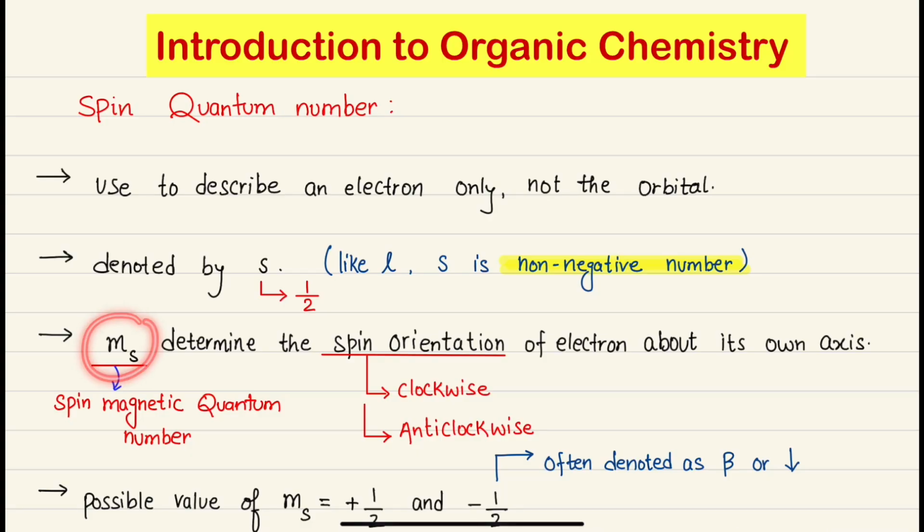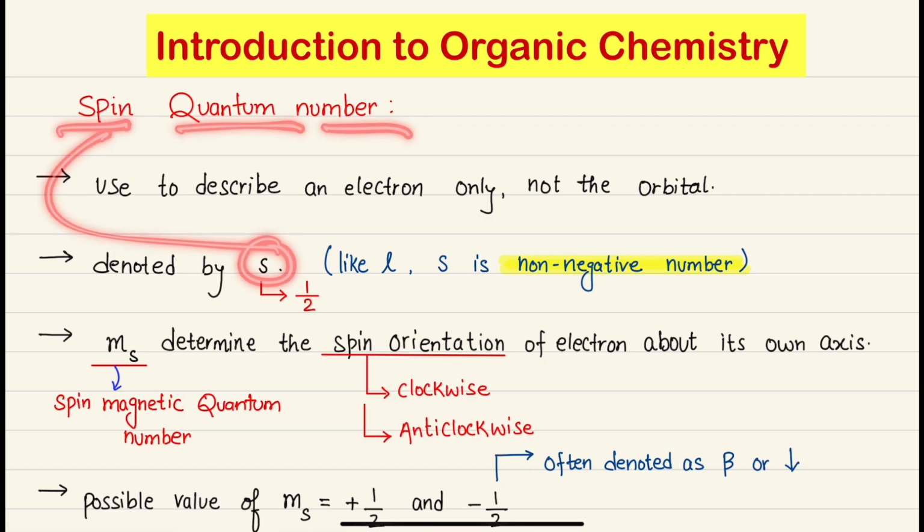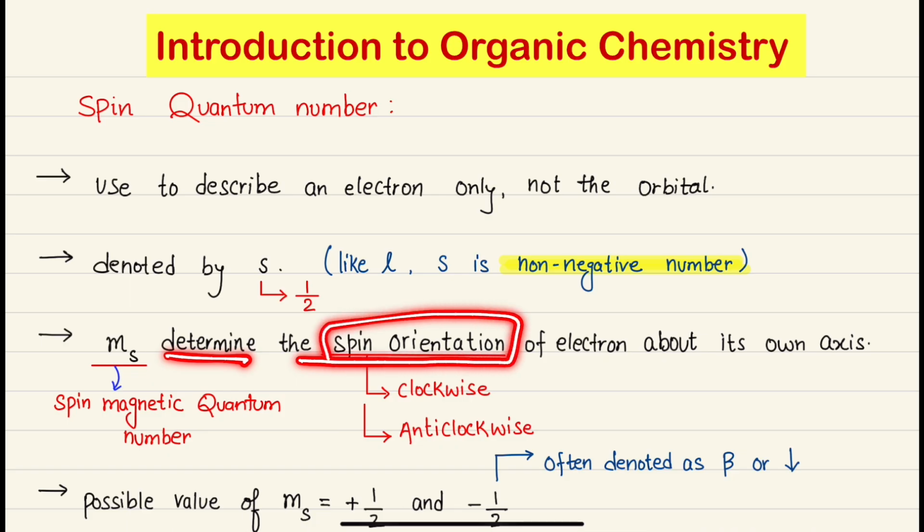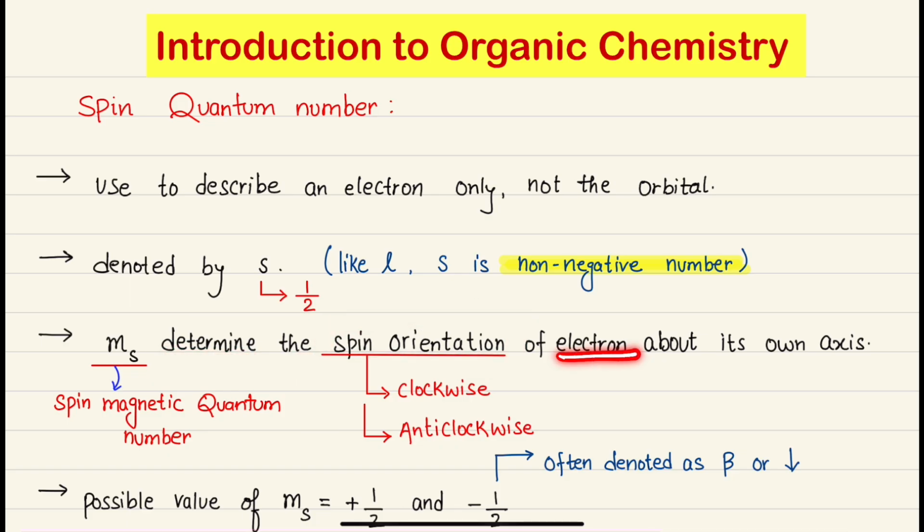This ms is called the spin magnetic quantum number, and this S is called the spin quantum number, and this S value is a non-negative number, that is, a half given for the electron. But what does the ms value tell? What does this mean? ms will determine the spin orientation of the electron about its own axis.